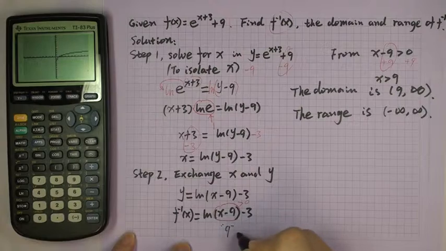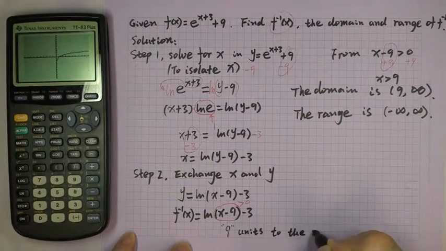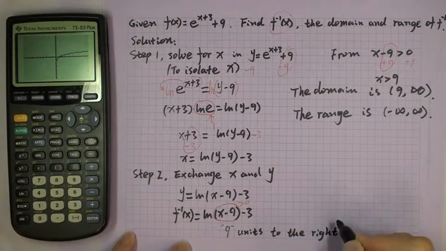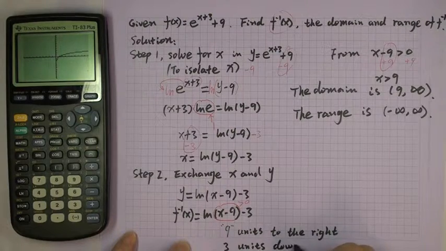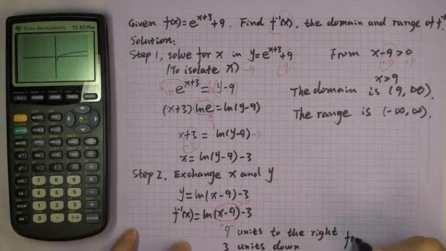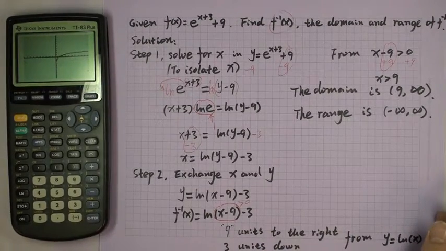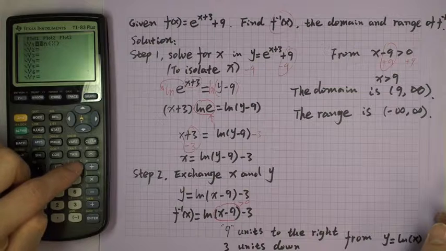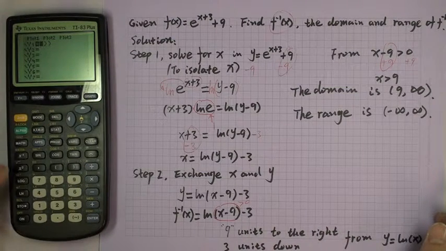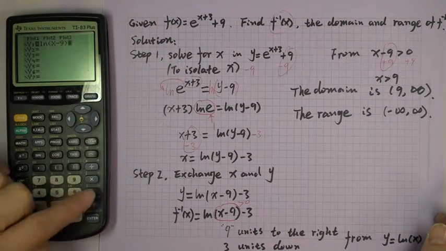And this function is actually 9 units to the right, and 3 units down from y equals natural log x. So you may draw that. Let me put natural log of x minus 9 and then minus 3.